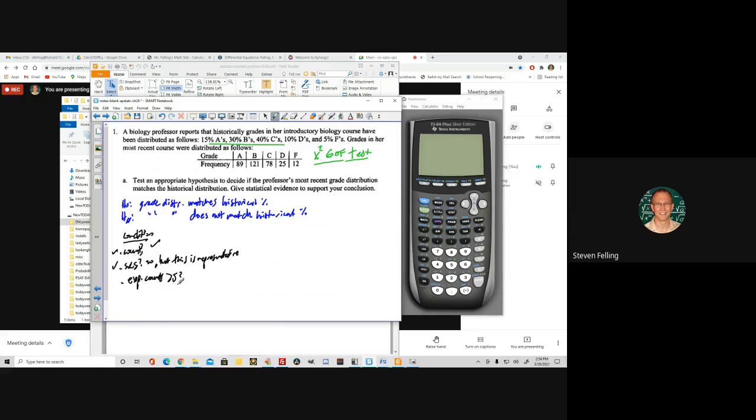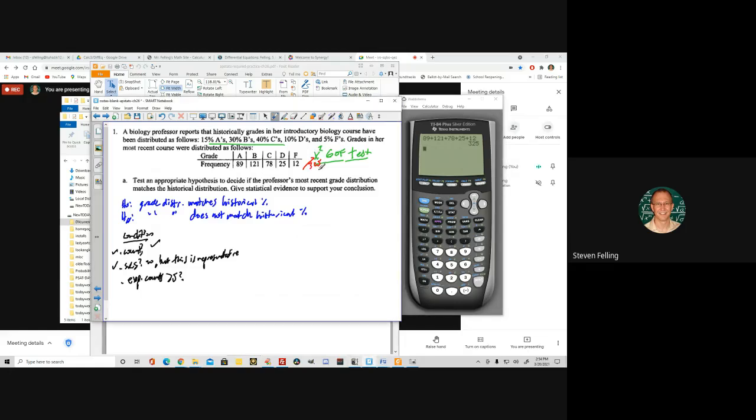And then the expected counts. Now, to do this, we're going to have to actually compute the expected counts. So we'll have to do a little bit of work here. The first thing we're going to do is add up all these numbers here and find out how many people were in her class. So with a calculator, I could say, all right, let's just add those numbers up. We have 89 plus 121 plus 78 plus 25 plus 12. So that turns out to be 325 students.